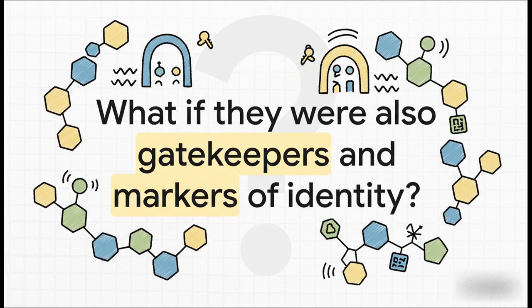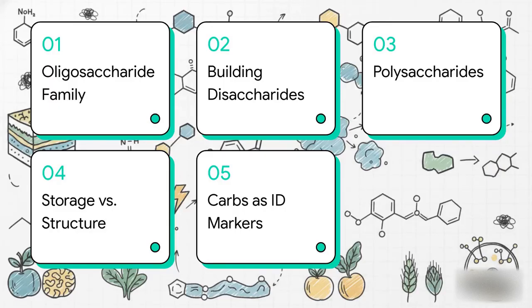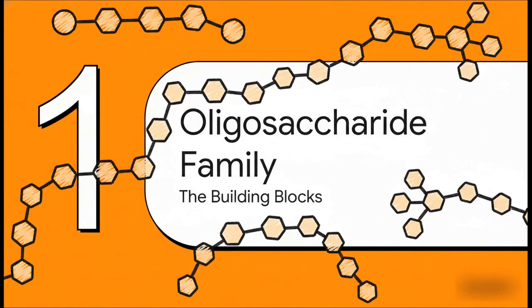So how on earth do they pull all this off? Well, that's what we're here to find out. First, we'll get to know the oligosaccharide family and their most famous members, the disaccharides. Then, we're going to scale up to the real giants, the polysaccharides, and see how some are built for storage while others are built for structure. And finally, we'll uncover one of their most amazing jobs, acting as the identity markers that literally determine your blood type. Okay, let's dive right in.